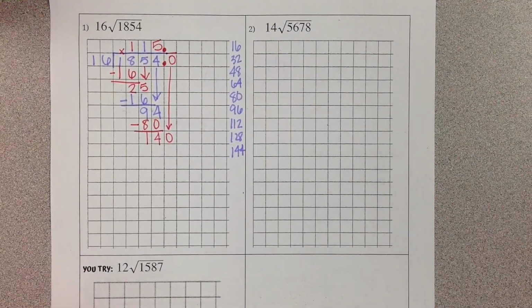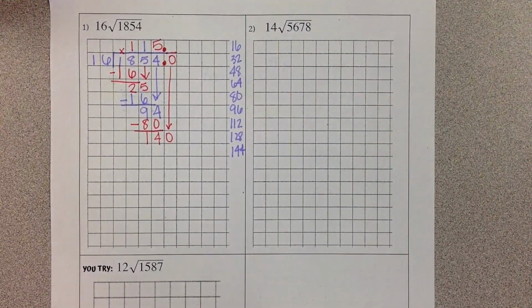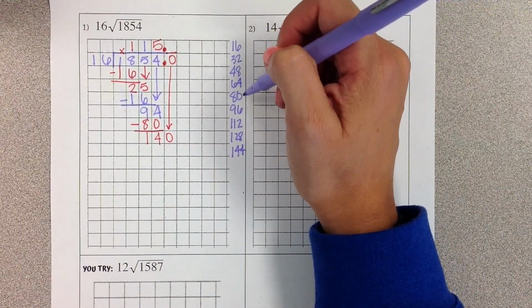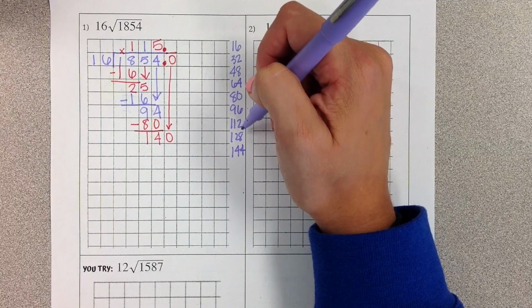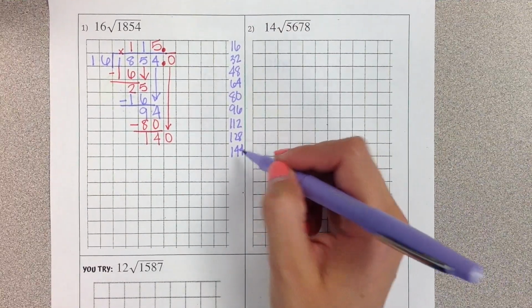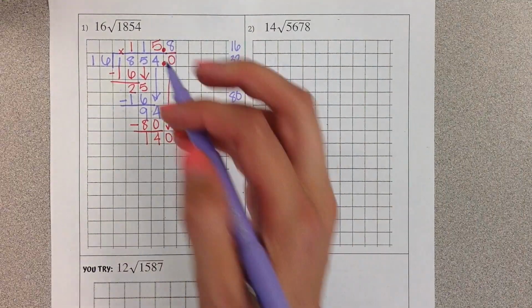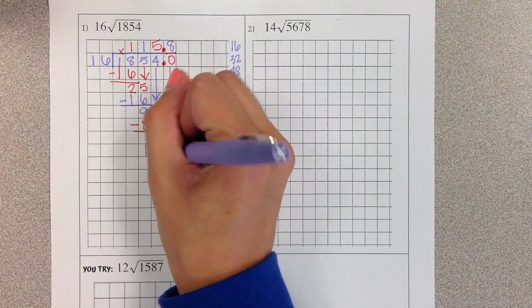And now we look at, okay, how many times does 16 go into 140? It goes in 1, 2, 3, 4, 5, 6, 7, 8. This is too big, so 8 times. 16 times 8 is 128.